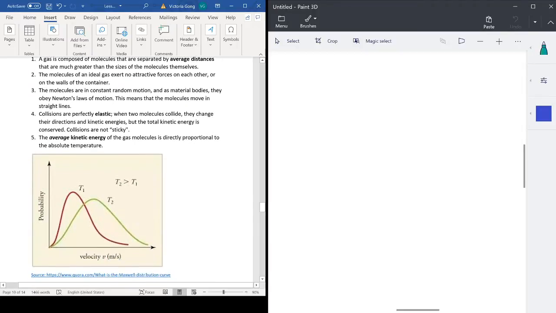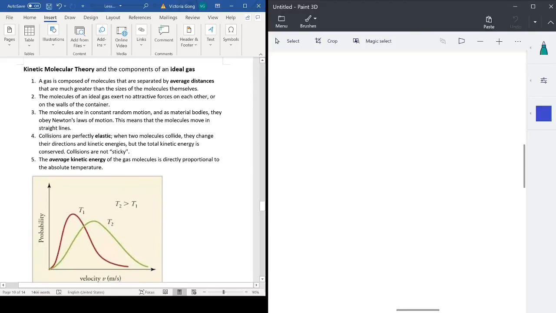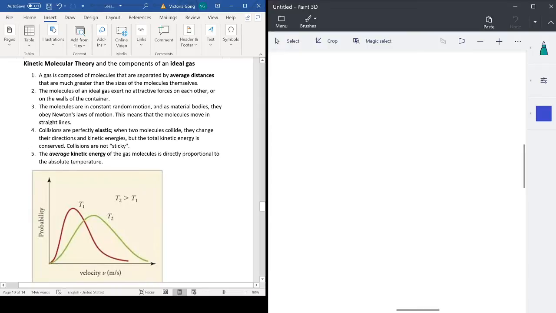And the fourth one, collisions are perfectly elastic. When two molecules collide, they change their directions and kinetic energies, but the total kinetic energy is conserved. Collisions are not sticky. So the molecules do not stick to each other, they bounce off each other immediately, connected with the second point about no attractive forces being exerted on molecules of gases. And the fifth is that the average kinetic energy of the gas molecules is directly proportional to the absolute temperature.